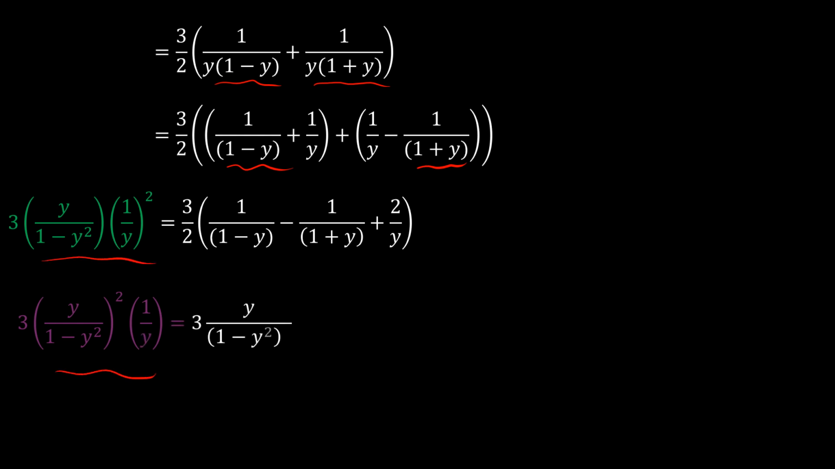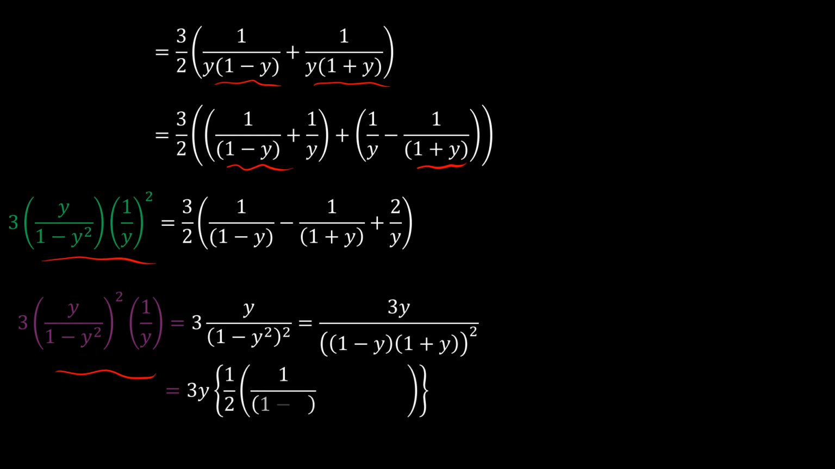Going to the purple part, which is just 3 over y, because this y here cancels with 1 y squared up here. So we have 3 times y over 1 minus y squared, which is 3y over 1 minus y times 1 plus y all squared. So we can pull the 3y out, and then we use binomial expansion to the power 2 to expand this denominator.